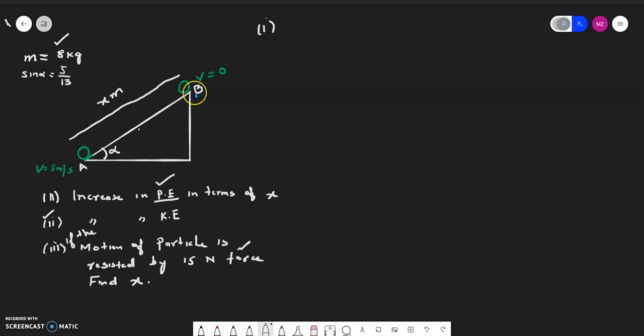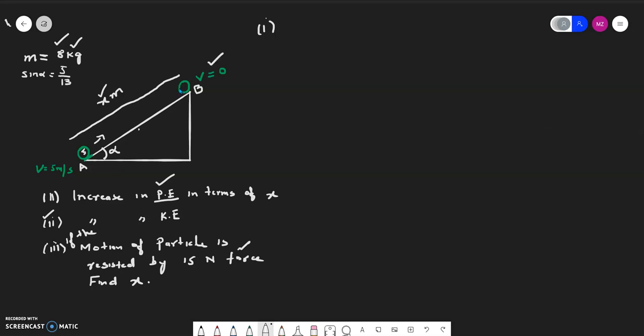Well, in this question, we are given a particle having a mass of 8 kg, and this particle is projected along this inclined plane, and the length of this inclined plane is x meters. This inclined plane is making an angle of alpha with the horizontal, and the initial velocity of this particle is 5 meters per second, and its final velocity is 0.